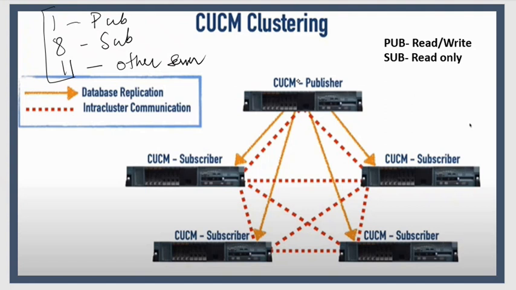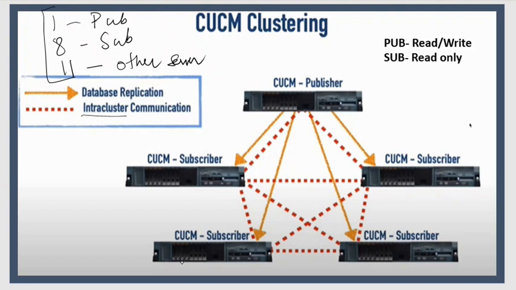Okay. Within a cluster, in this example, let's say we have one publisher and 4 subscribers as per the recommended Cisco design. There is intra-cluster communication that we see here, with the dotted lines. All the servers, publishers and subscribers, are connected to each other and sharing information. All are in sync. Whatever change is made on a publisher is replicated on all the subscribers, because we have to maintain the same database. That's why there is intra-cluster communication, which enables these servers to share information.